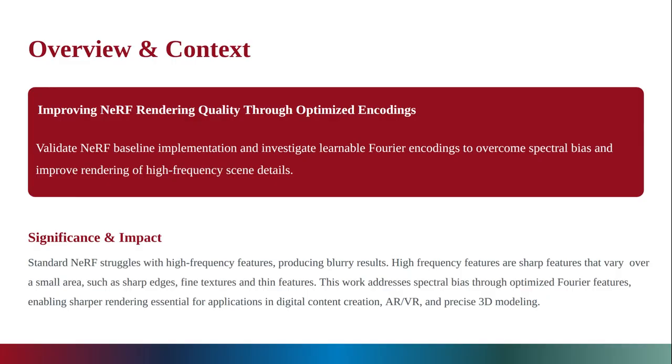This is due to spectral bias. Neural networks naturally favor learning low frequency patterns over fine details. Our work addresses this by replacing fixed position encoding with learnable Fourier features. This enables sharper rendering essential for digital content creation.